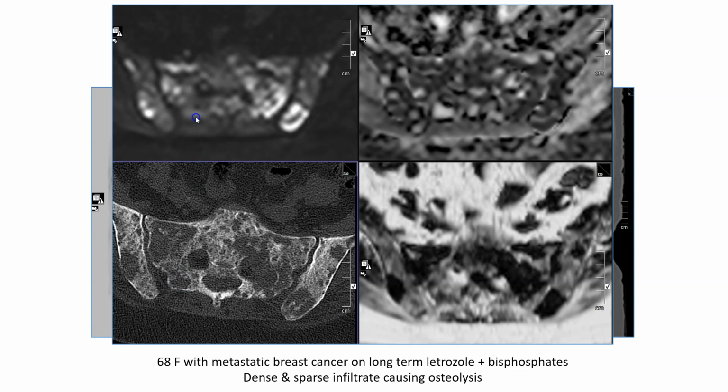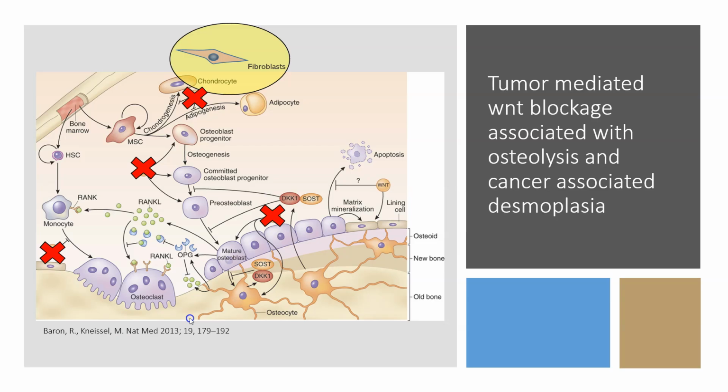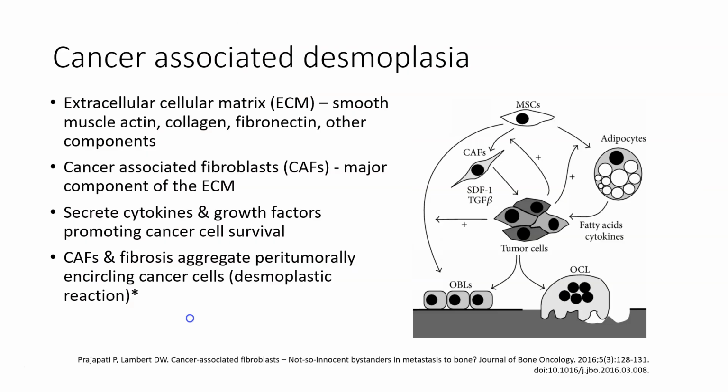And this is because these areas of low cellularity are filled with fibroblasts. And fibroblasts, as we've already said, are derived from mesenchymal stem cells. Remember, mesenchymal stem cells can give rise to osteoblasts as well as adipocytes. And fibroblasts form major components of the extracellular matrix of many cancer types.